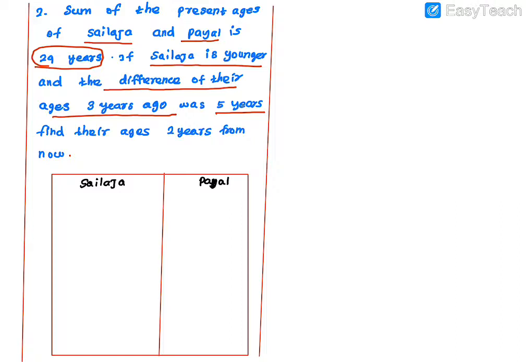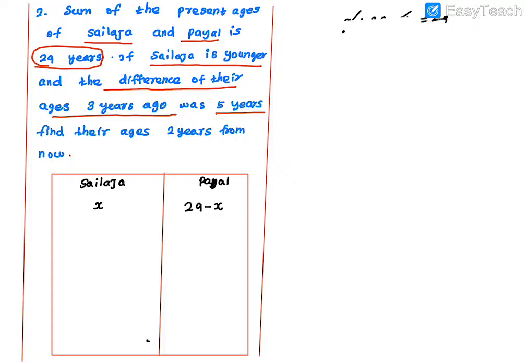Sum of the ages of Shailaja and Payal is 29 years. So I will take Shailaja's age as X years. That means if Shailaja is X years old, then Payal is 29 minus X. If you add X plus 29 minus X, the sum of the ages is 29 years. Am I right? So if Shailaja is X years old, Payal is 29 minus X years old, and if we sum that, we get 29.